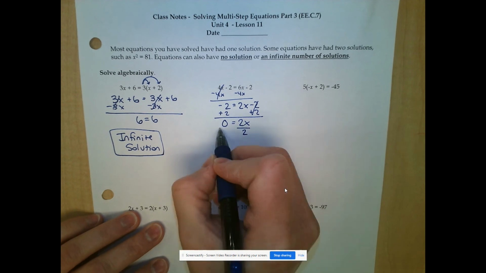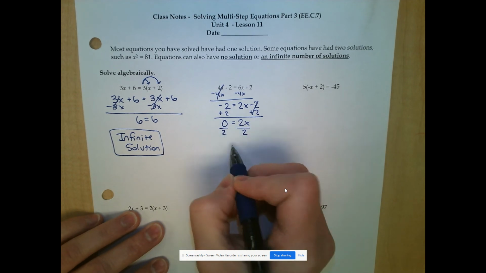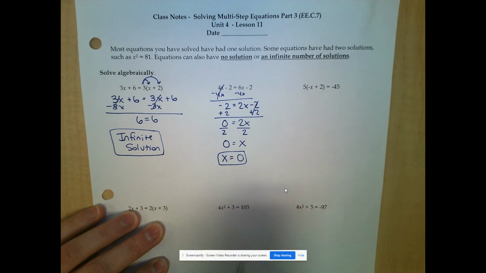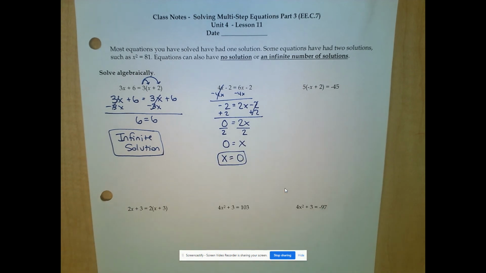If we try now to divide both sides by 2, if I have nothing and I divide it by 2, I still have nothing. So x can equal 0. Nothing wrong with that, nothing illegal. It has exactly one solution, and that solution is x equals 0.